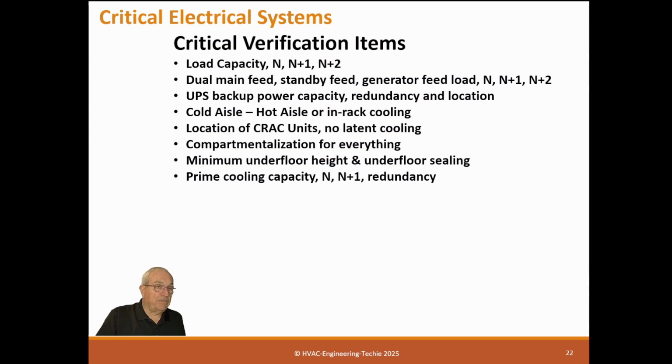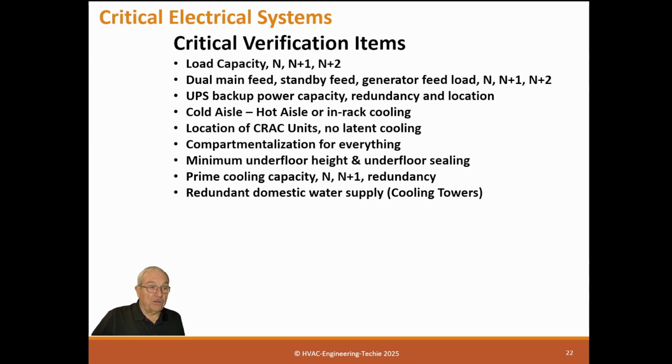Prime cooling capacity, N or N+1, and redundancy. Redundant domestic water supply for cooling towers, they absolutely have to have that. Cooling towers use a whole bunch of water, and you can't be down. So in other words, you have to have a redundant water line from some other source main. That's a little more difficult than electrical, because electrical utilities understand that you need it coming from a different substation. But with water companies, you need it coming from a water main such that if you shut this water main down, it won't affect the other main. It's not hard to do, but it's hard to figure out because the documentation is not quite the same as in the electrical utility field. Fire protection system compartmentalization.